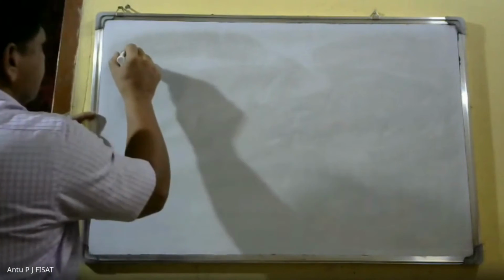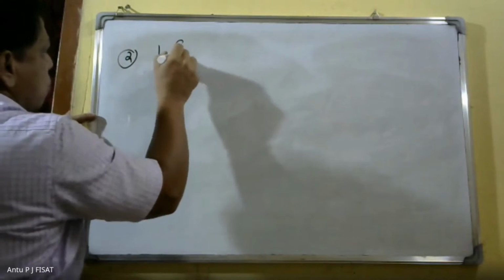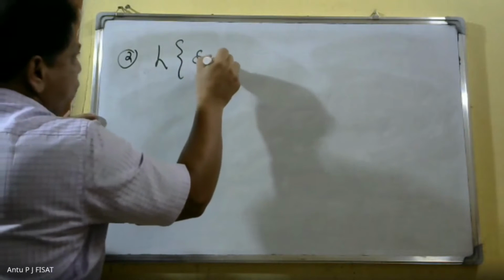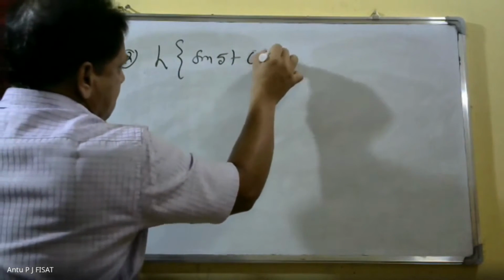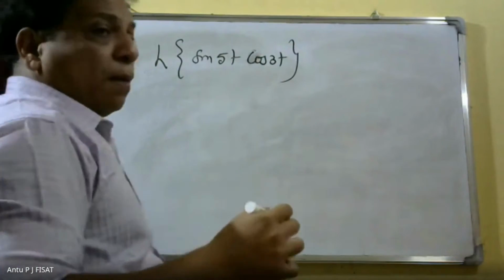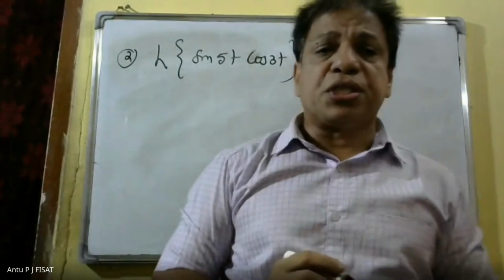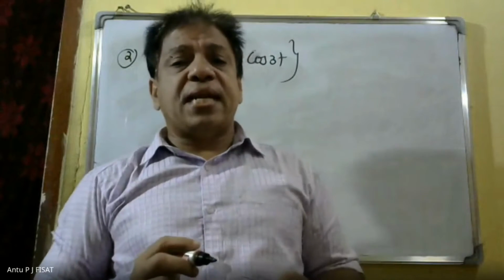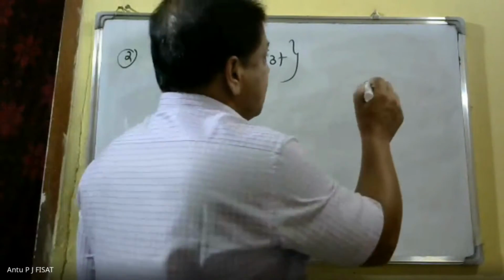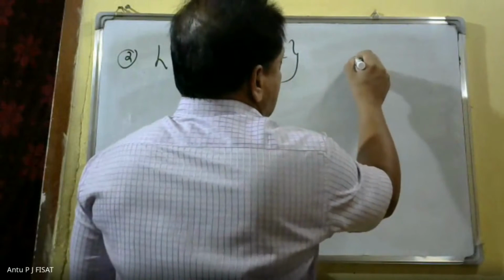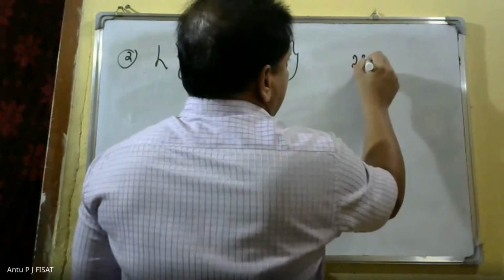Second problem: Laplace transform of sin 5t cos 3t. We have to find out the Laplace transform of sin 5t into cos 3t. To apply the standard results, we apply the identity in trigonometry, that is 2 sin a cos b.